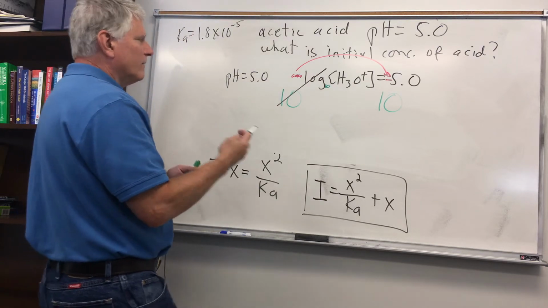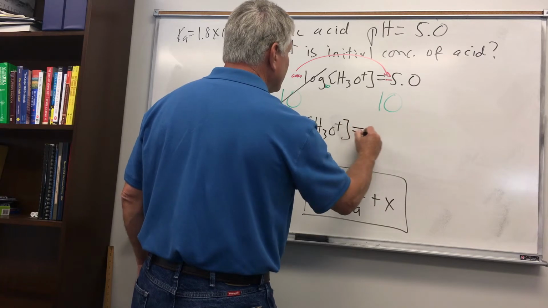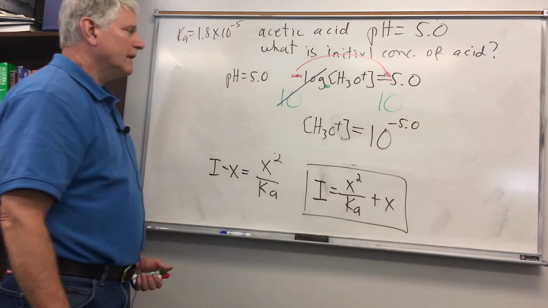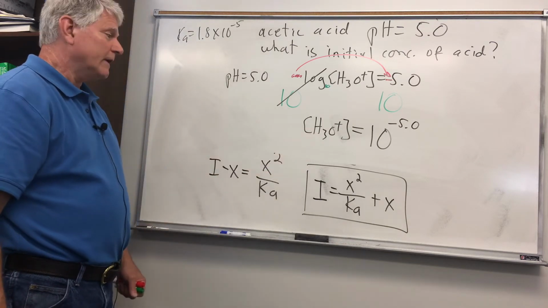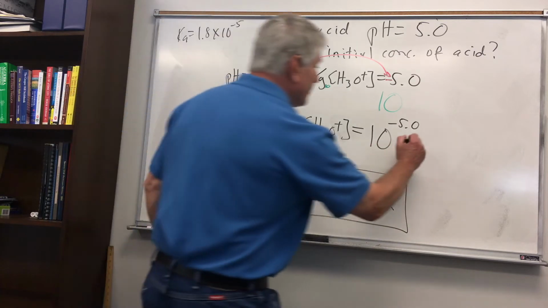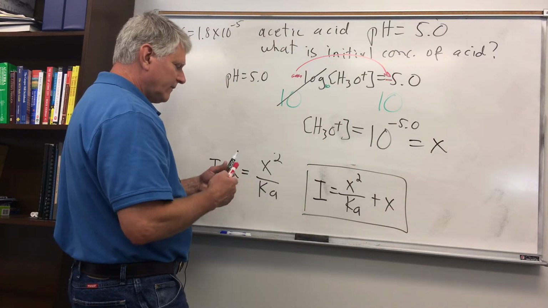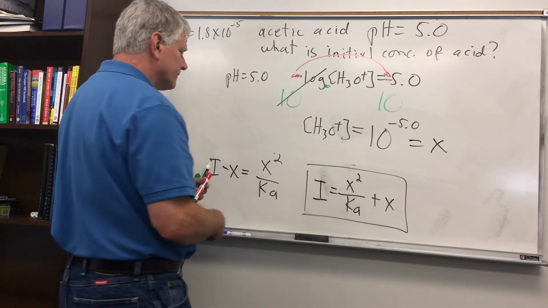So now I have concentration of H3O+ is equal to 10 to the negative 5.0. So 10 to the minus fifth power. So that's my H3O+ concentration. So that is equal to my X. So I can stick 10 to the minus fifth in for X and solve for the initial concentration.